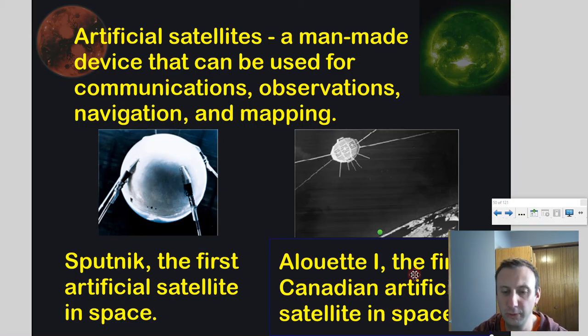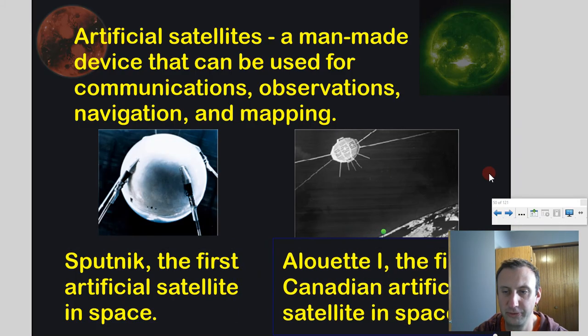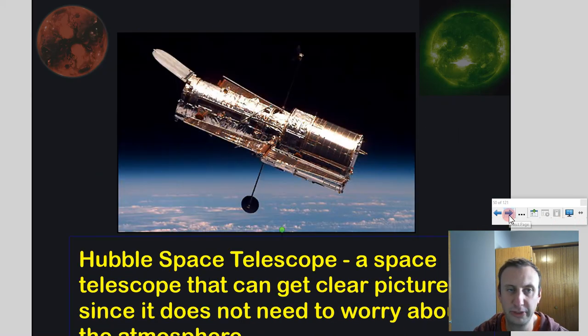And then Alouette 1 was the first Canadian artificial satellite that was launched into space. So that's a bit of a Canada connection. I'm not sure what year that was.